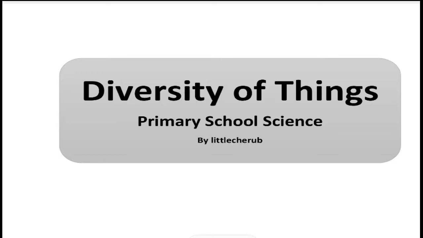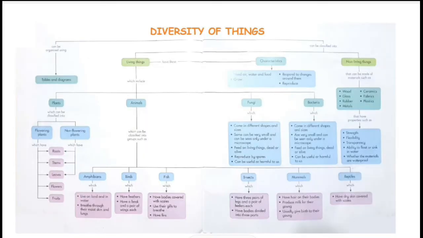We are going to talk about diversity of things, primary school science by Little Cherub. Let's start. Diversity of things. Diversity of things can be classified into living things and non-living things.